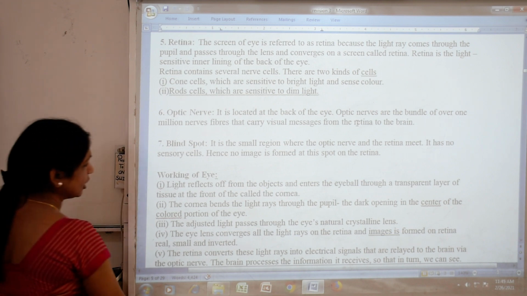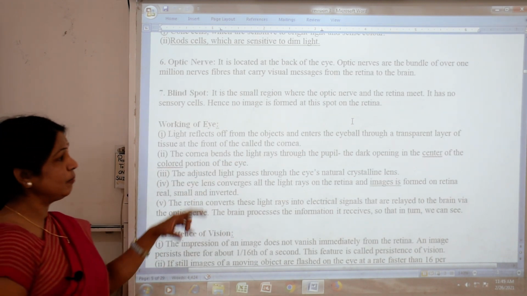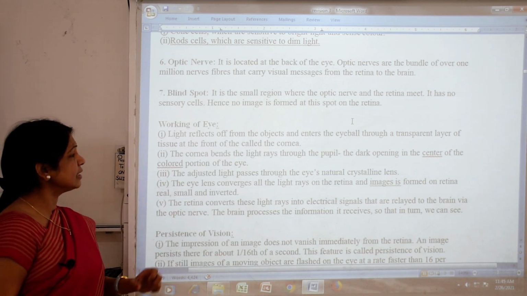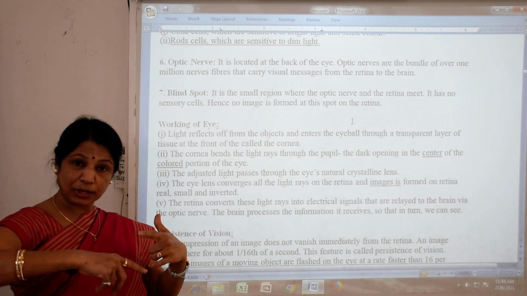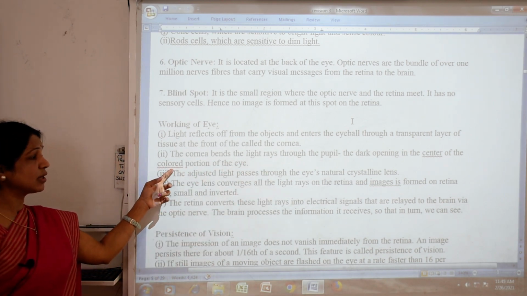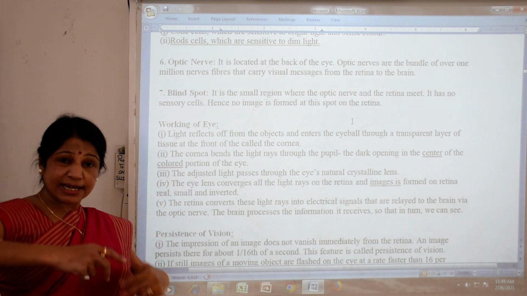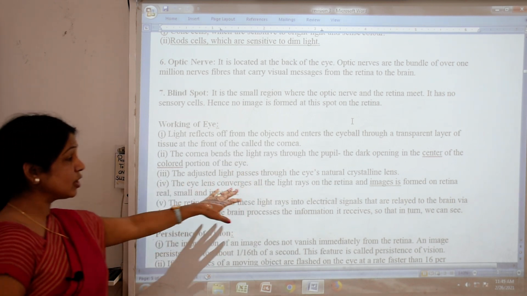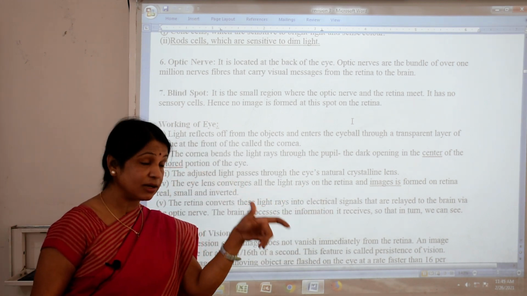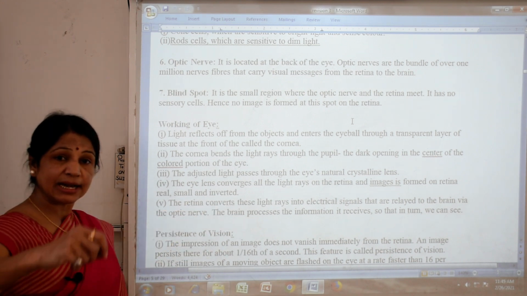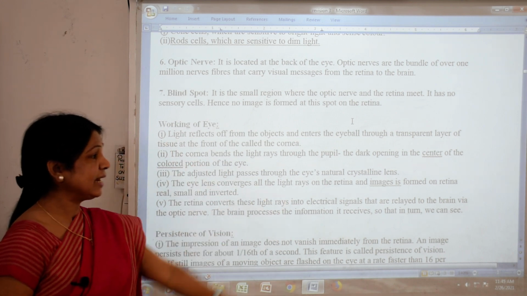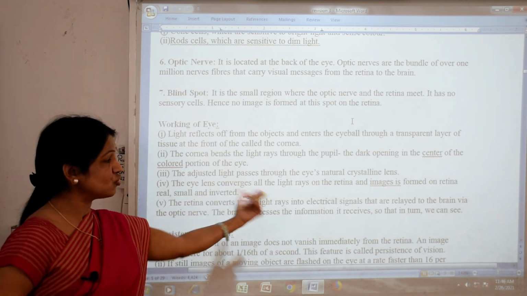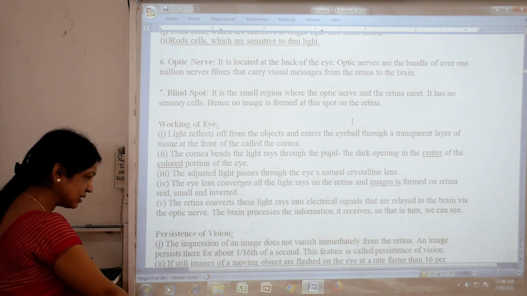Now we are going to see: light reflects off the object and enters the eyeball through the transparent layer of tissue at the front called the cornea. Second, the cornea bends the light rays through the pupil, the dark opening in the center of the colored portion of the eye, and the light passes through the eye's natural crystalline lens. Now further, the eye lens converges all the light rays on the retina and makes the images. The retina converts these light rays into electrical signals and relays them to the brain via the optic nerve. The brain processes the information received, so in turn we can see various things.